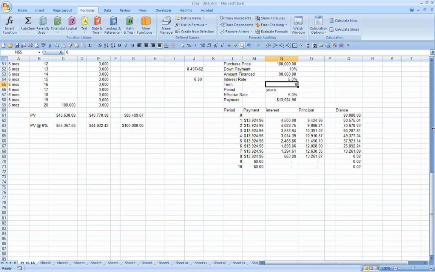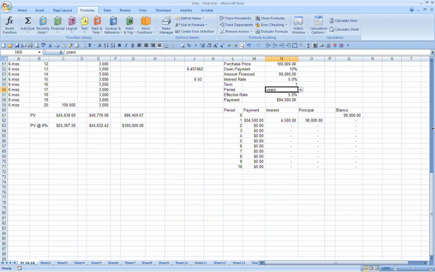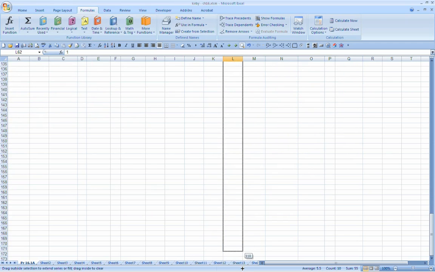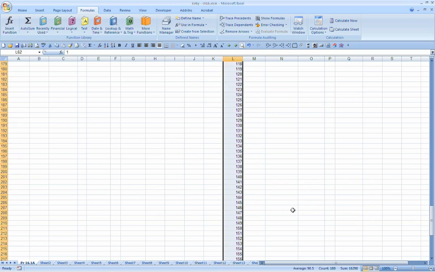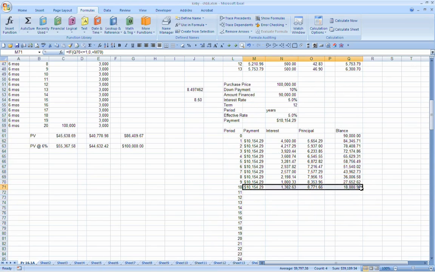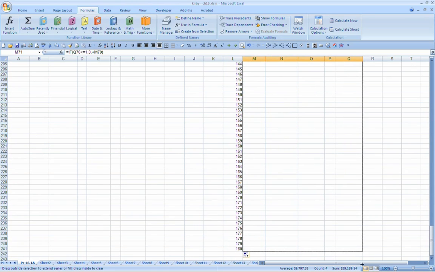So now if I make the term of the loan 6 years, it changes. 7 years, 8 years, 1 year, 2 years, 12 years. I don't have enough space, right? I haven't created my schedule big enough, but what I can do, given how I've set this up, I could make this as long as I want. Let's go down to, say, 180. And I could take this and copy it all the way down to 180.